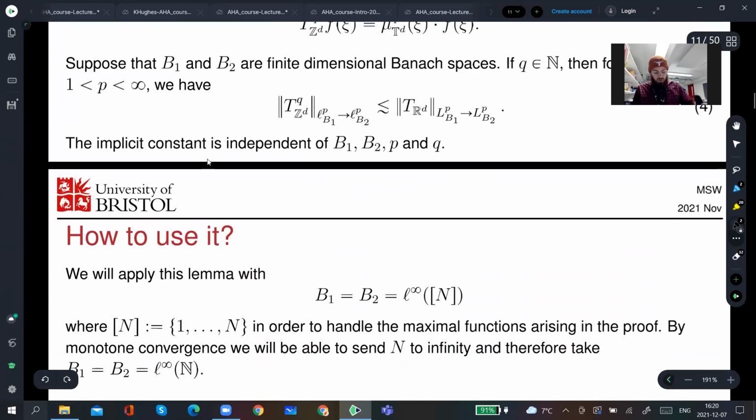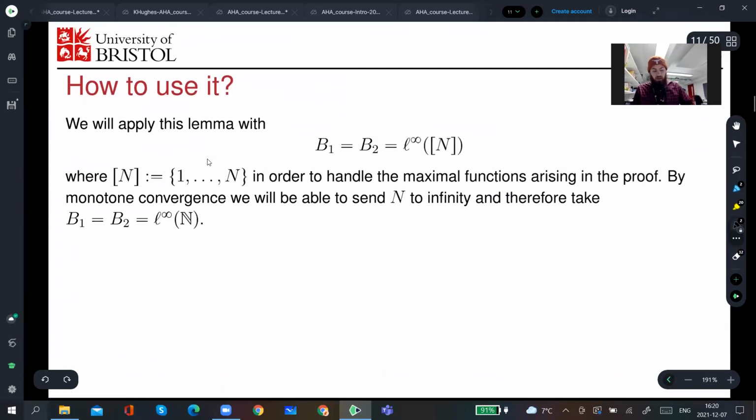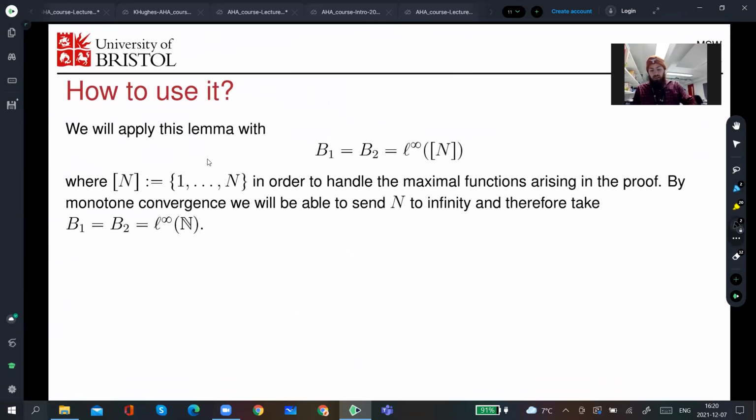Great. Now, again, we're going to use this by taking our Banach spaces to be little L infinity of the set of integers from 1 to n. So what we do is we truncate the natural numbers up to some big threshold n. That's going to go to infinity. We prove all of our bounds with bounds that don't depend on n at all. And when we do that, we just get to send n to infinity by monotone convergence.